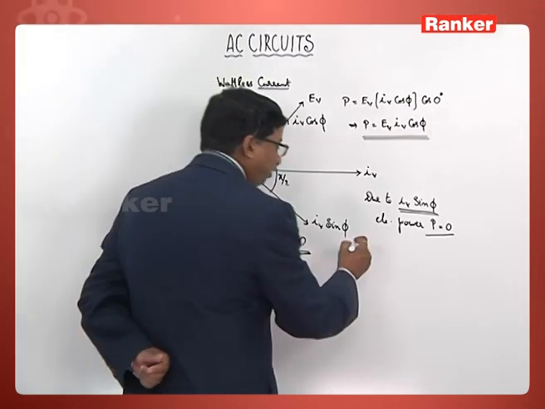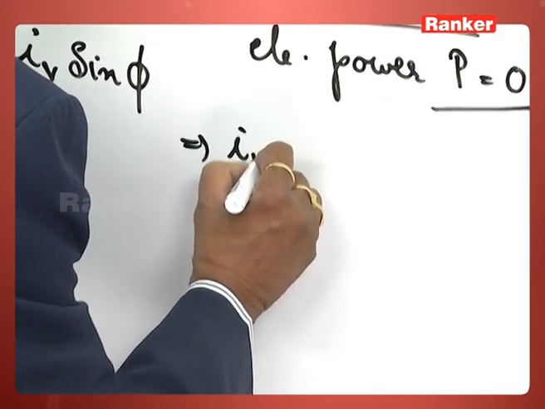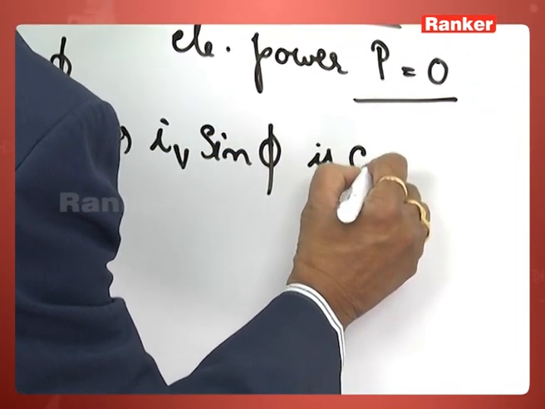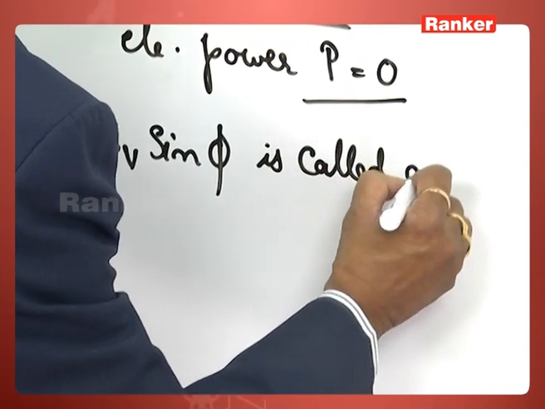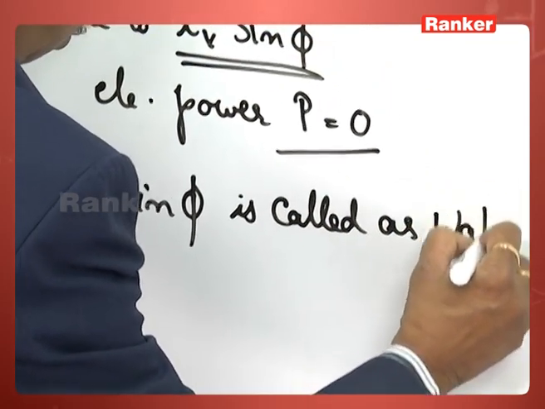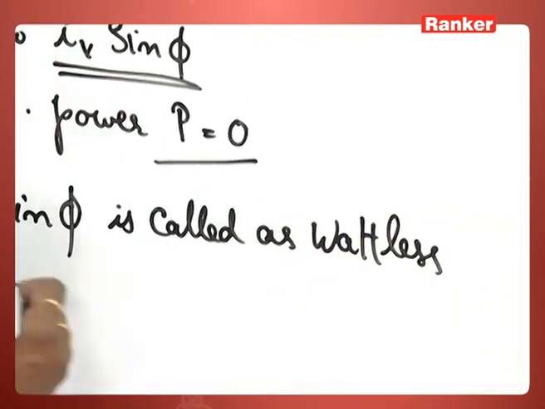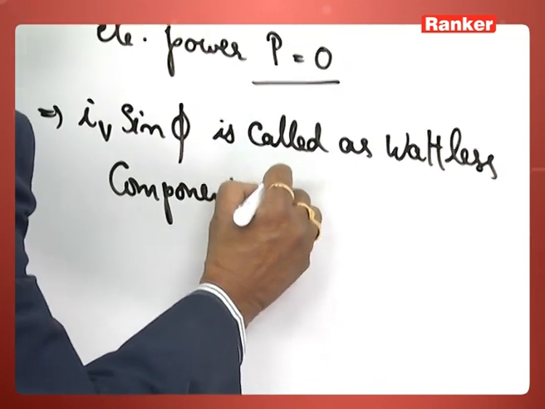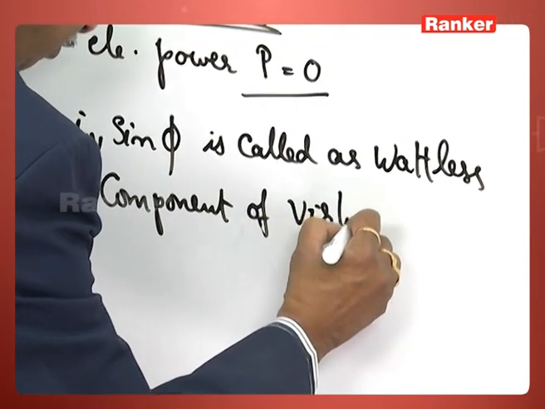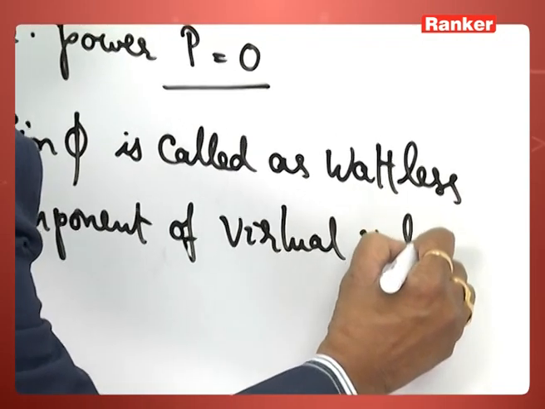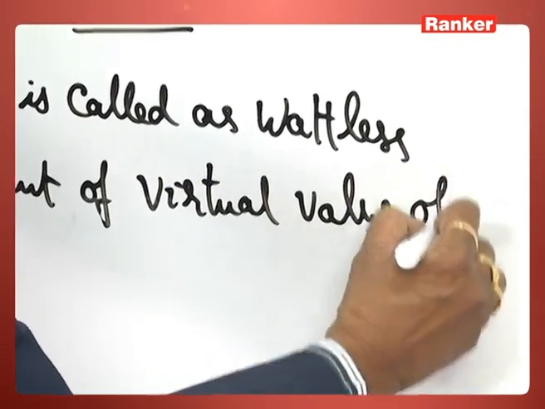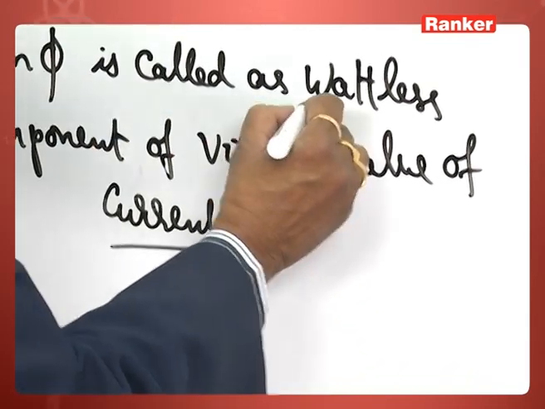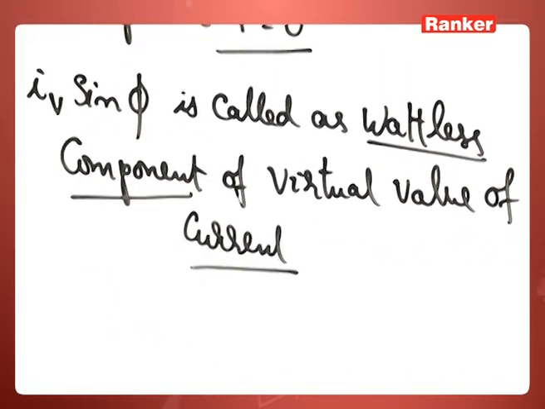So, we should understand it this way. This implies IV sin phi is now called the wattless component of the virtual value of current. So, this itself we call wattless current.